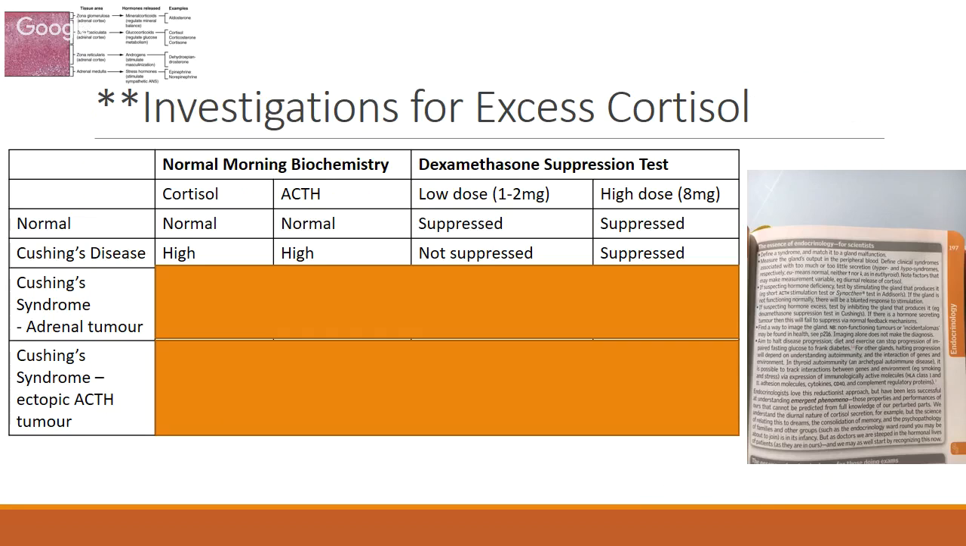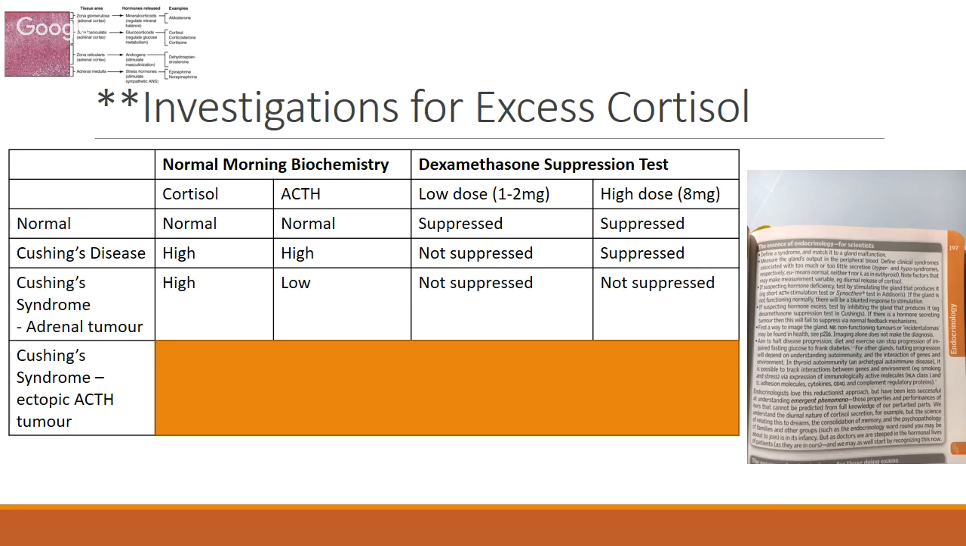The third case is Cushing syndrome caused by an adrenal tumor. An adrenal tumor isn't at the pituitary, it's at the adrenals. So you get high cortisol, but there's still active negative feedback, so you get low ACTH. The dexamethasone suppression test doesn't suppress it at all, because the hormone production isn't at the pituitary.